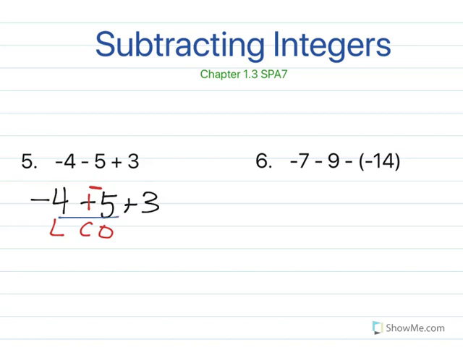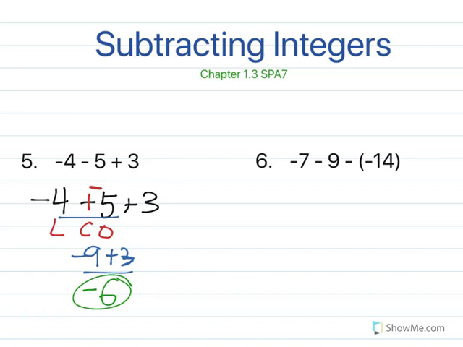So I have basically -5 plus -4, which gives me -9 plus 3, right? And then I'm going to add those two together, -9 plus +3. There are 6 more negatives than there are positives, so I have an answer of -6.